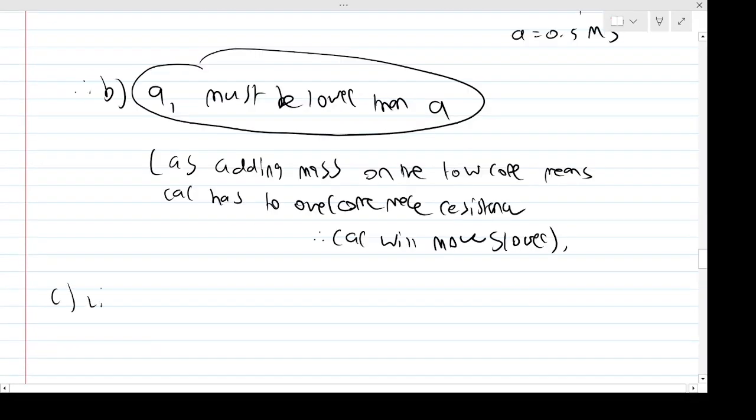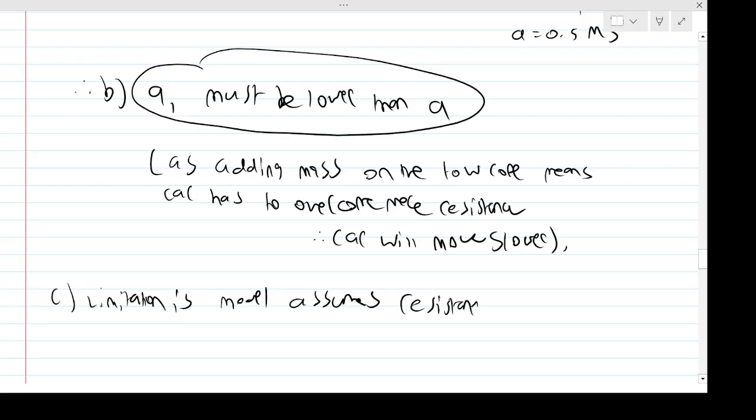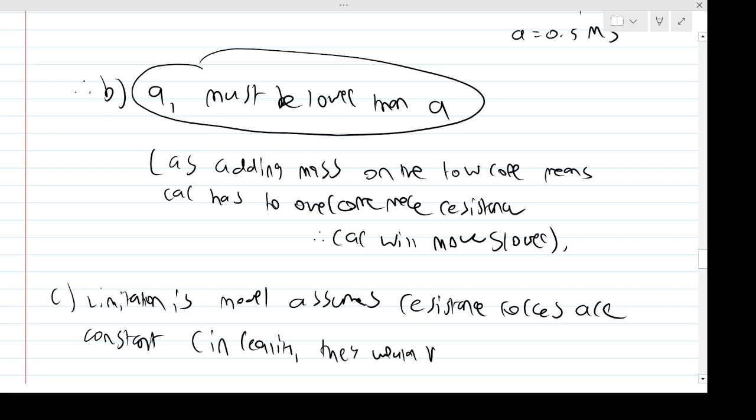So the limitation is the model assumes resistance forces are constant throughout. In reality, they would vary depending on, for example, the speed of the car. So the faster the car, you expect more resistance, right? So that is the issue there.